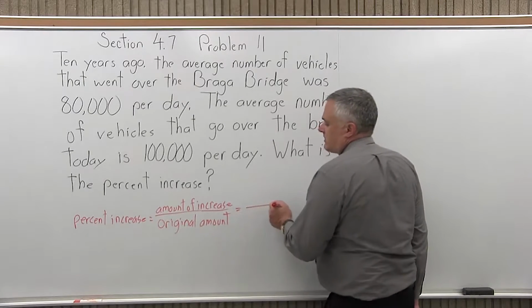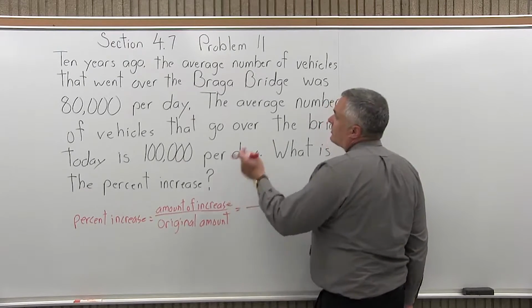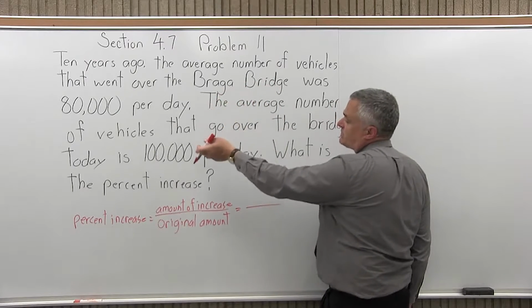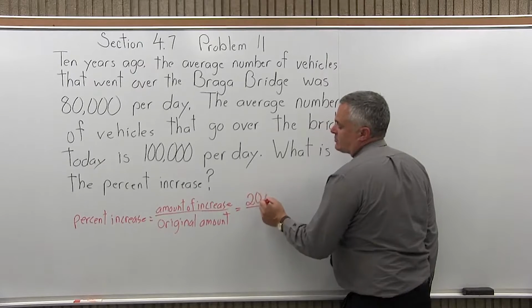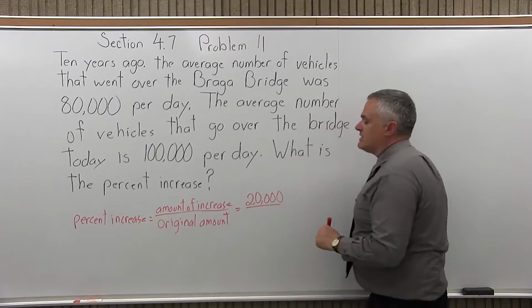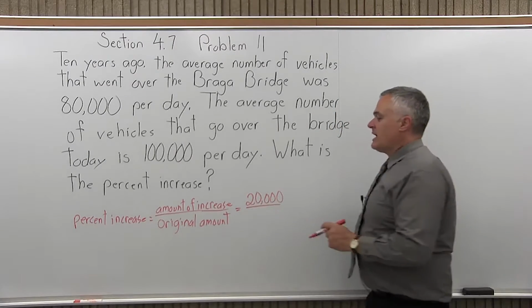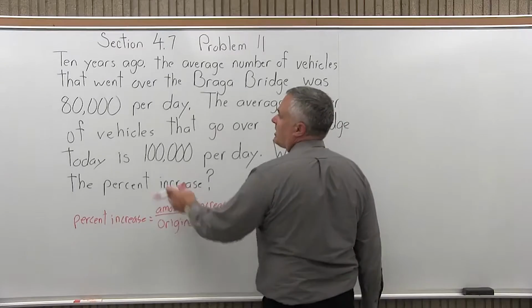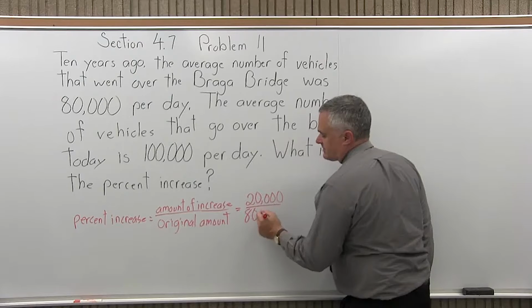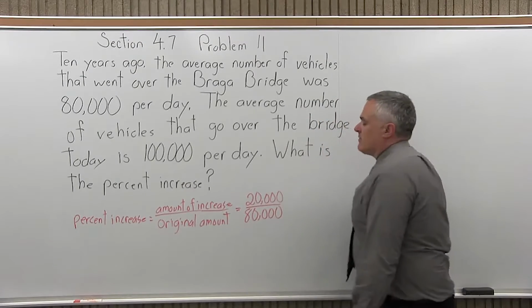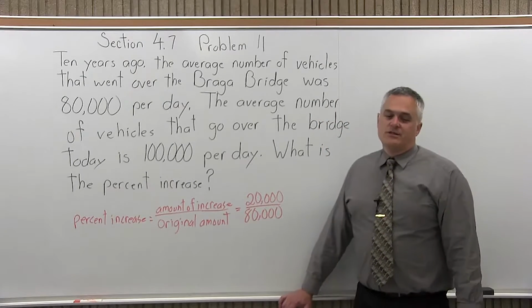So how much is the amount of increase? Well, we went from 80,000 vehicles per day to 100,000 vehicles per day. So from 80,000 up to 100,000, the amount of increase is 20,000. And in the denominator, the original amount. Well, we started at 80,000, so that's the original amount, 80,000. And 20,000 over 80,000 is the answer.